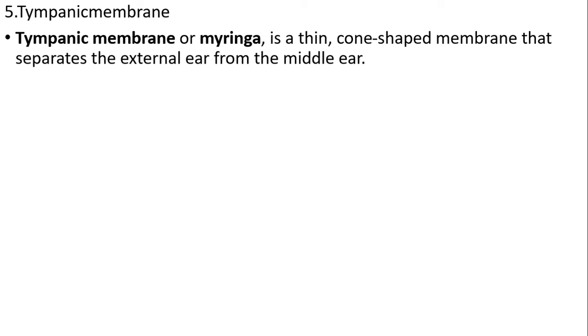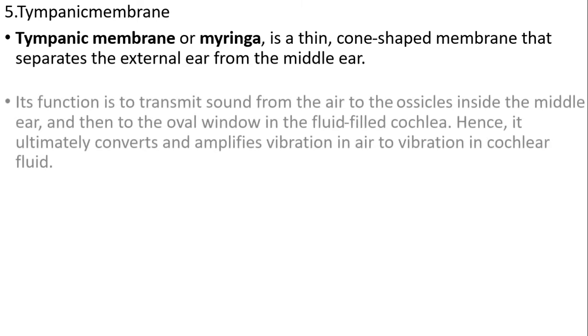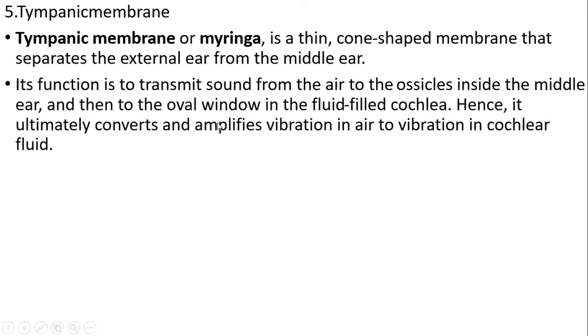The tympanic membrane is a thin, cone-shaped membrane that separates the external ear from the middle ear. Its function is to transmit sound from the air to the ossicles inside the middle ear and then to the oval window in the fluid-filled cochlea. Hence, it ultimately converts and amplifies vibration in air to vibration in the cochlear fluid.